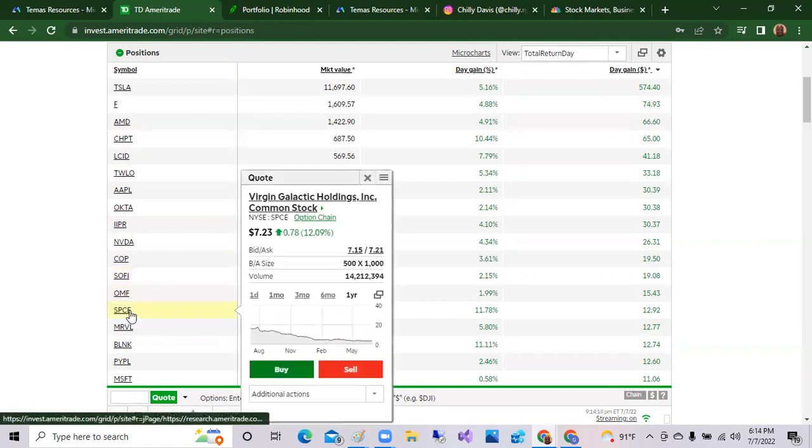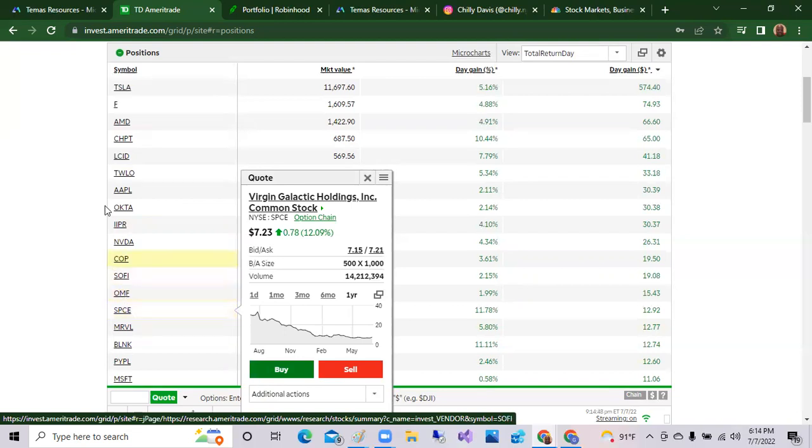Also, something to keep your eye on: Virgin Galactic did jump today, up over 12% on news of a partnership with another major space company. So that's good news if you're still invested in Virgin Galactic. I know that a lot of people have exited. I did sell quite a bit when it was $50-something per share. But anyway, Virgin Galactic had a major partnership this week, and that's why the stock jumped over 12%.